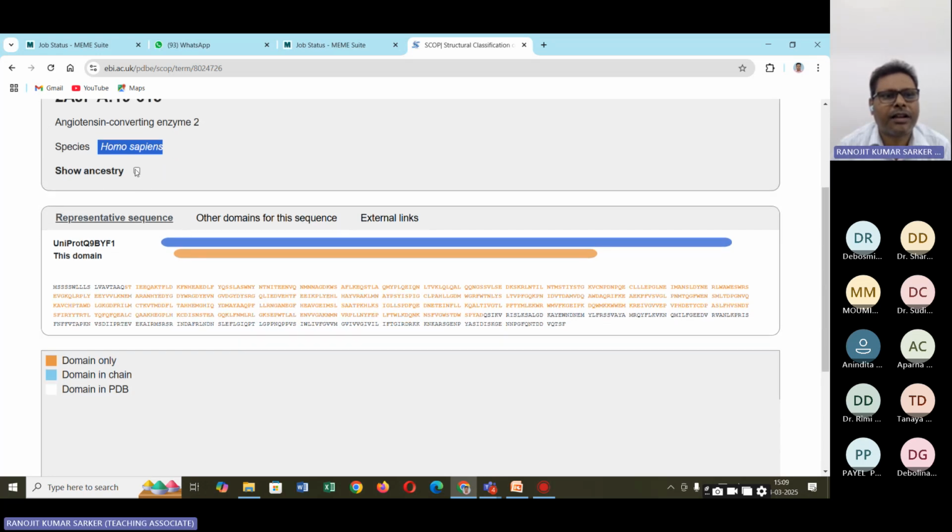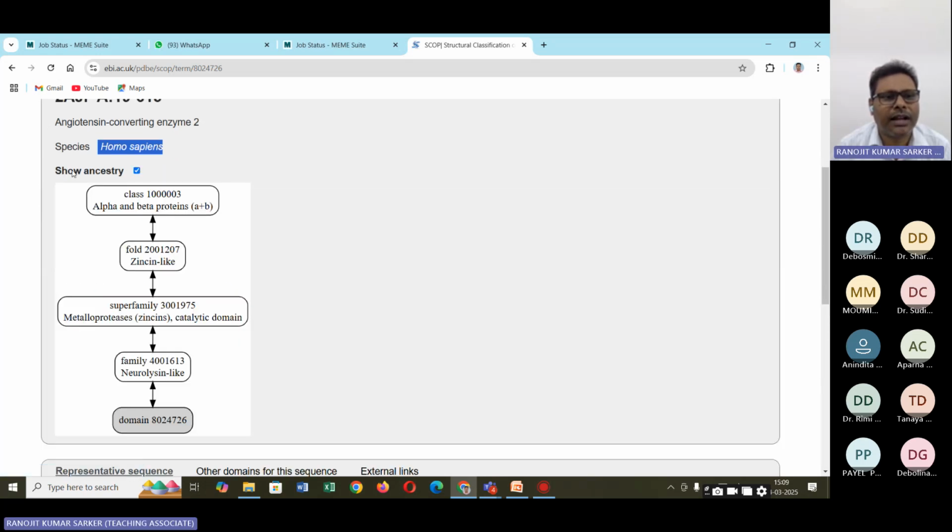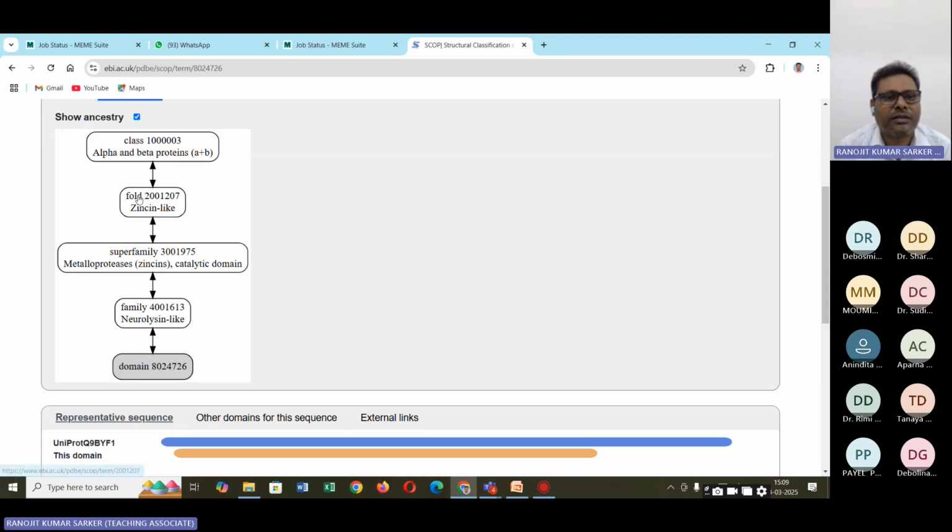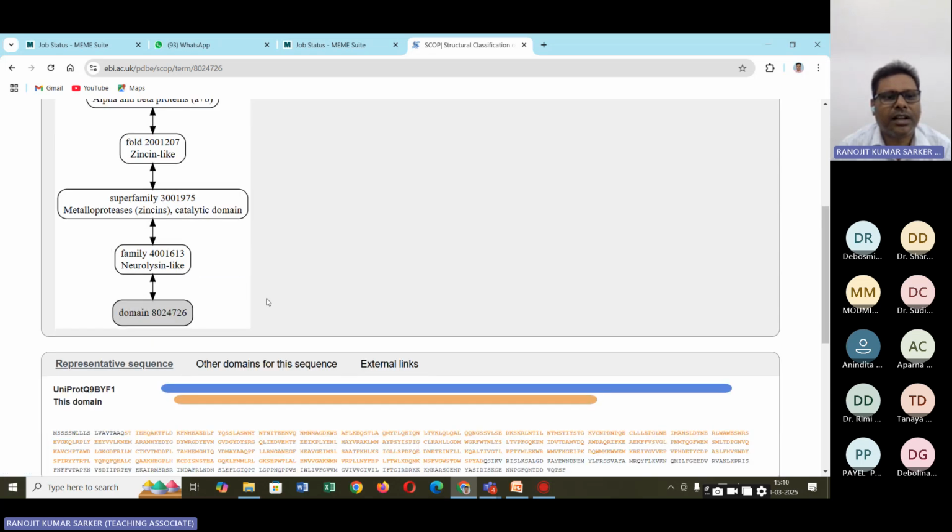If I am interested in ancestry, I will get the ancestry. So this is the class. Each class is assigned a number. This is the alpha and beta protein, alpha plus beta, right? So when we see that this protein belongs to alpha plus beta, it immediately comes to our mind what type of structure this is. Now, what is the fold? This is the ginseng-like fold. Now, what is the superfamily? This is the superfamily. This is the family, and this is its domain.